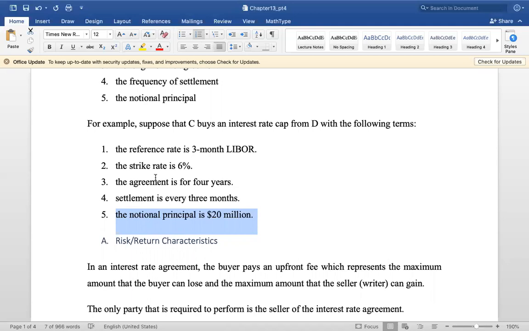In the case of the interest rate floor, it will be reversed. So let's say in this case, if the 3-month LIBOR is 8%, C receives nothing from D, but if the 3-month LIBOR is 6% or lower, then D compensates C for that difference, right?